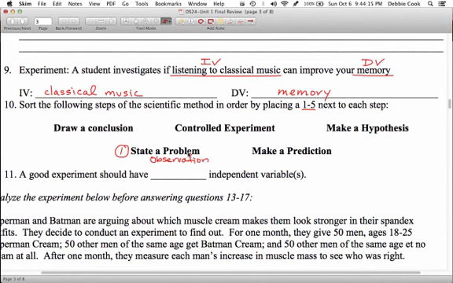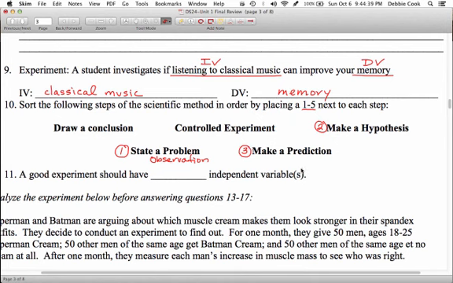So if you see that on your test, it means the same thing. After I make an observation or state the problem, the next thing that I need to do is make a hypothesis. So making a hypothesis is number 2. After I make a hypothesis, I'm going to go ahead and make a prediction to determine how that hypothesis is going to play out. So making a prediction is step 3.